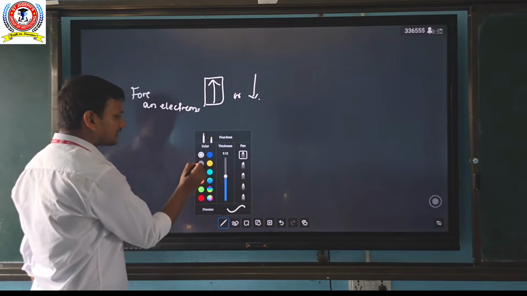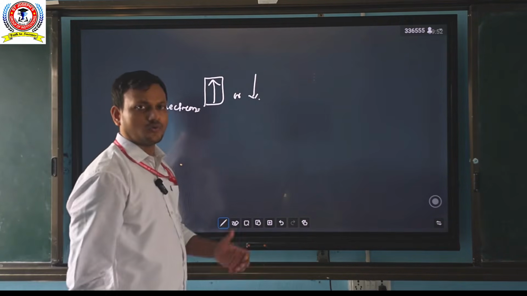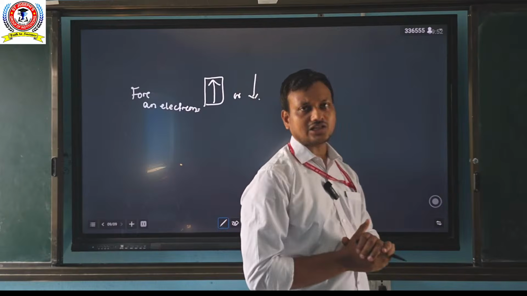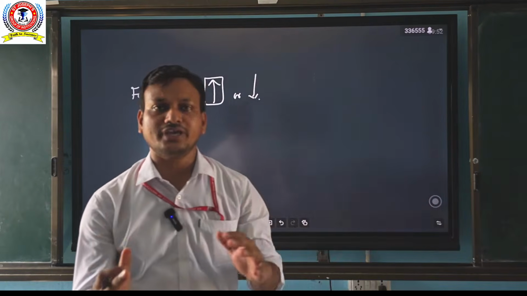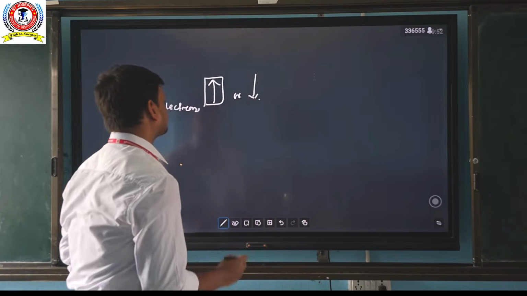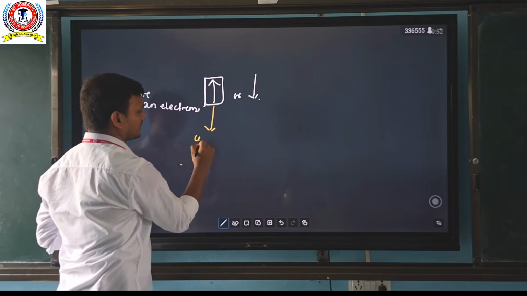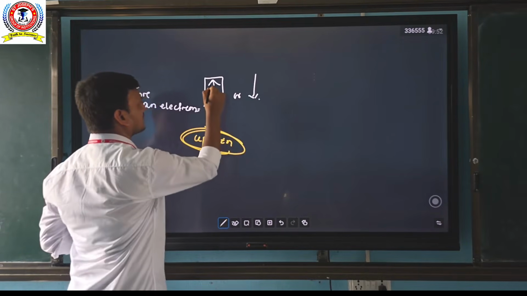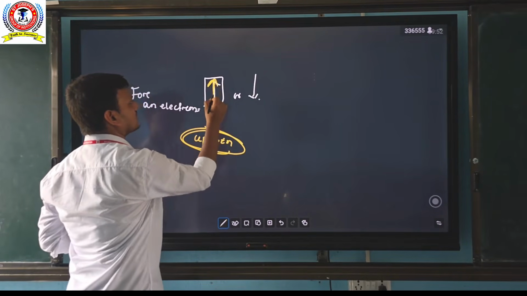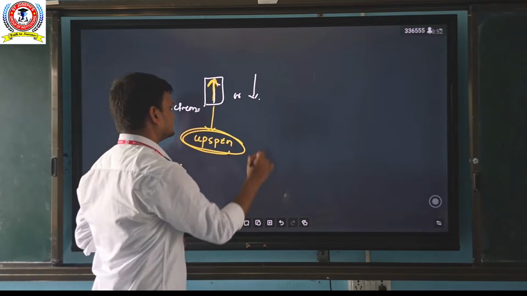Students, there are two spins of an electron. One is up spin and another one is down spin. For up spin, we use this sign, that means the arrow pointing upward.